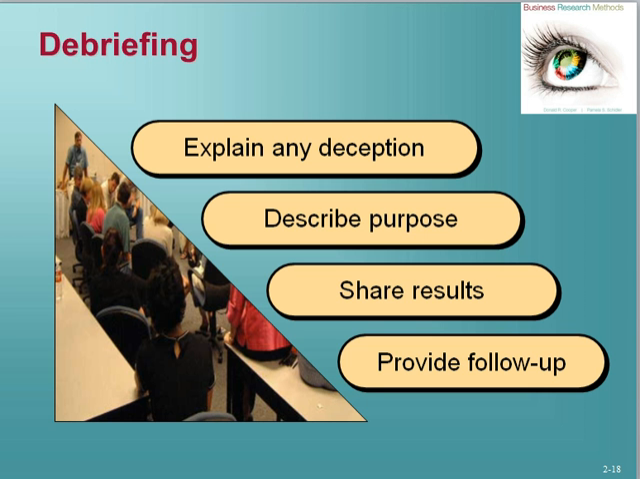Debriefing describes the goals of the research as well as the truth and the reasons for any deception. Results are shared after the study is complete. Participants who require any medical or psychological follow-up attention will receive it during the debriefing process.